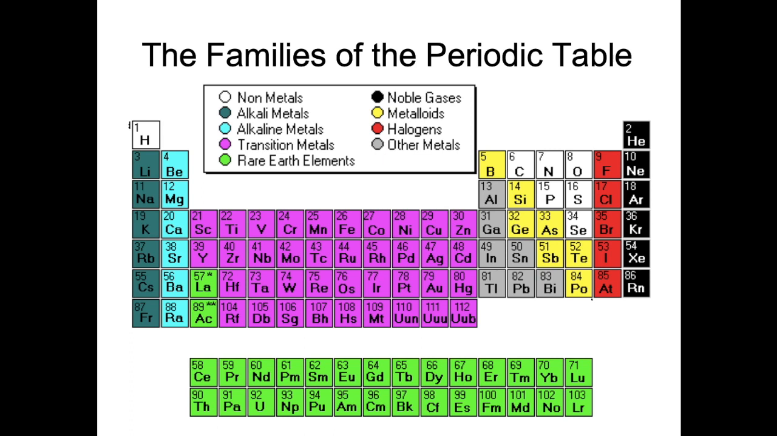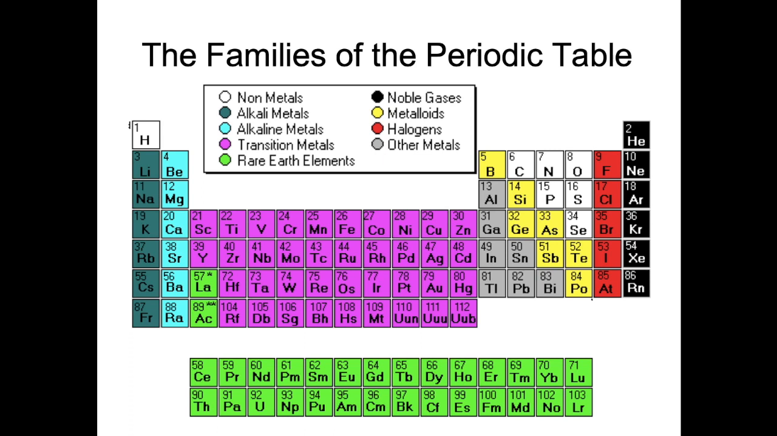The teal-colored elements are our alkaline earth metals. The pink, which makes up almost everything in the D block, are our transition metals. The green at the bottom, which also includes lanthanum and actinium, are the rare earth elements, also called the inner transition metals. In gray, we have our other metals. The yellow stair step are our metalloids.